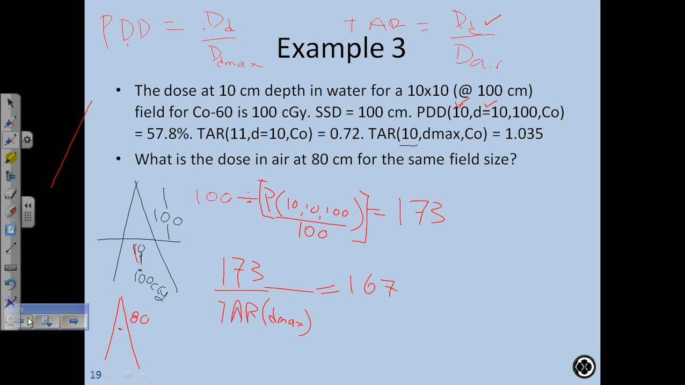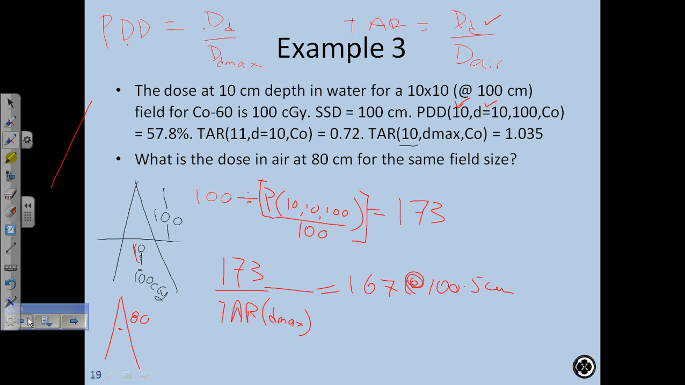Okay, so that in air, our dose drops a little bit, 167. Okay, so now, how far are we from the source? We're in air. How far are we from the source right now? We're at 100.5. Correct. So we're at 100.5 cm from the source. Cool. All right, then we're almost there. How do we get to 80?